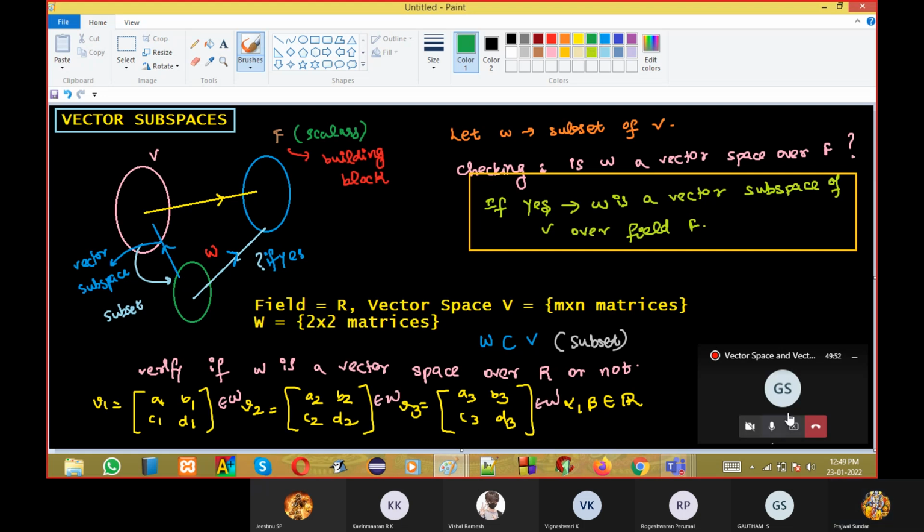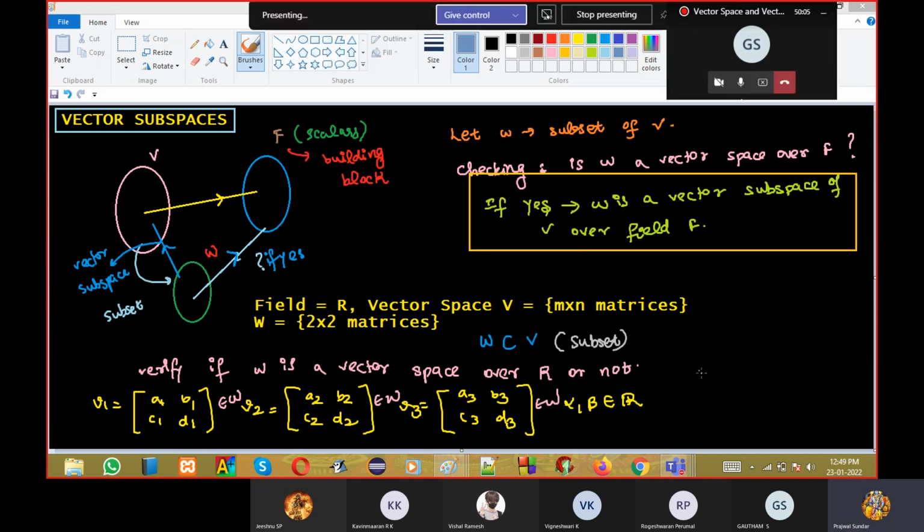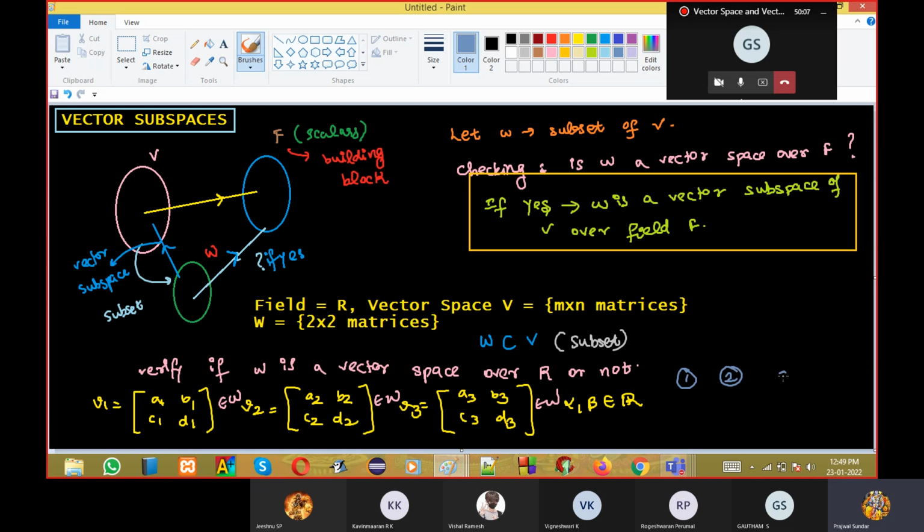So what will you do? You will sit and do the same work. Which work? All 8 properties you will verify, one by one. 1, 2, 3, 4, 5, 6, 7, all 8 properties, sit and verify. You will say all are true. So therefore I can conclude that W is a vector subspace of V over F.